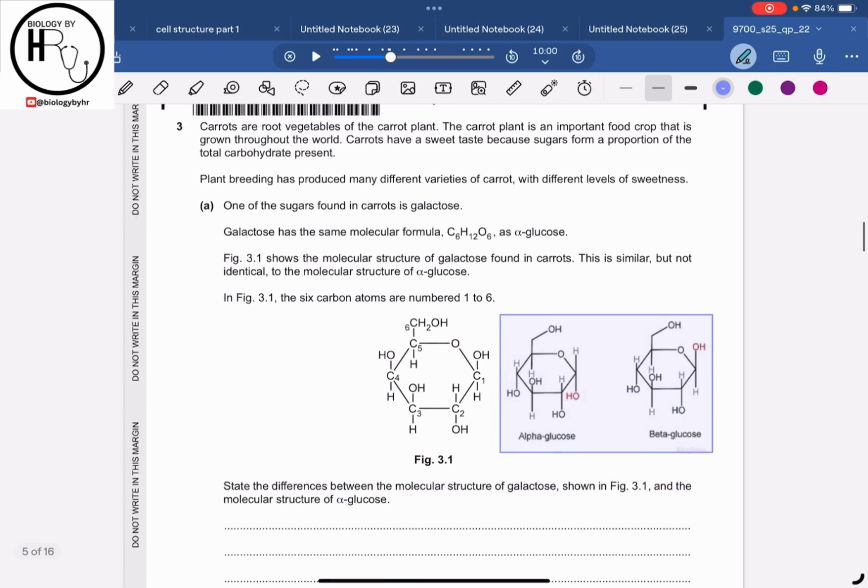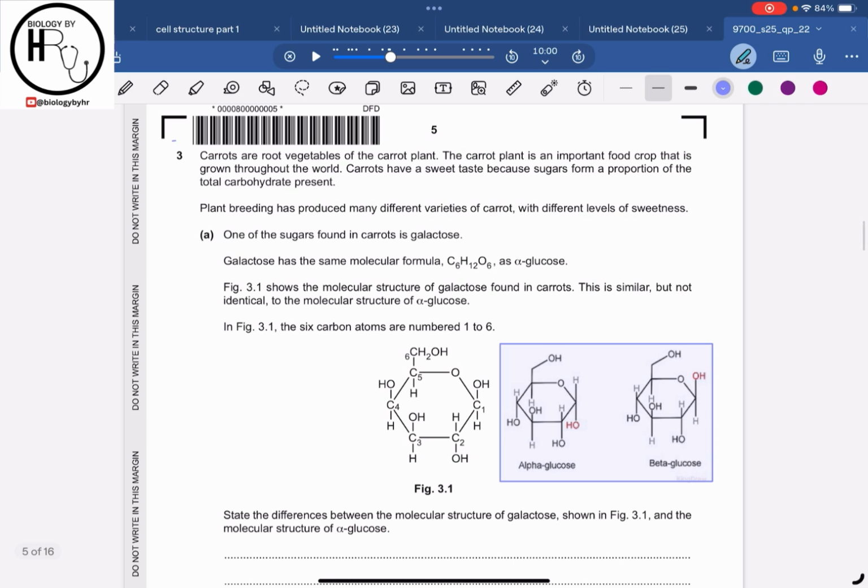Now let's move on to question number 3. Question number 3 says that carrots are the root vegetables of the carrot plant. The carrot plant is an important food crop that is grown throughout the world. Carrots have a sweet taste because sugars form a proportion of the total carbohydrate present. Plant breeding has produced many different varieties of carrot with different levels of sweetness. Alright, so they have just told the story in the initial part of the question.